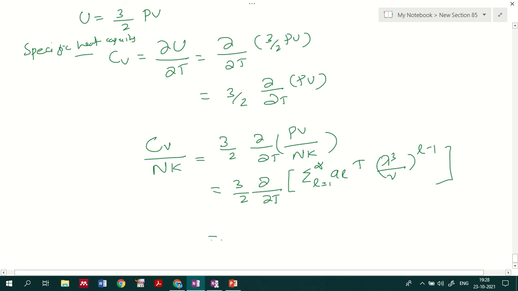And this is equal to 3 by 2 sigma over l equal to 1 to infinity. When we evaluate, we will have (5 minus 3l) divided by 2 a_l into lambda cubed by nu raised to l minus 1.